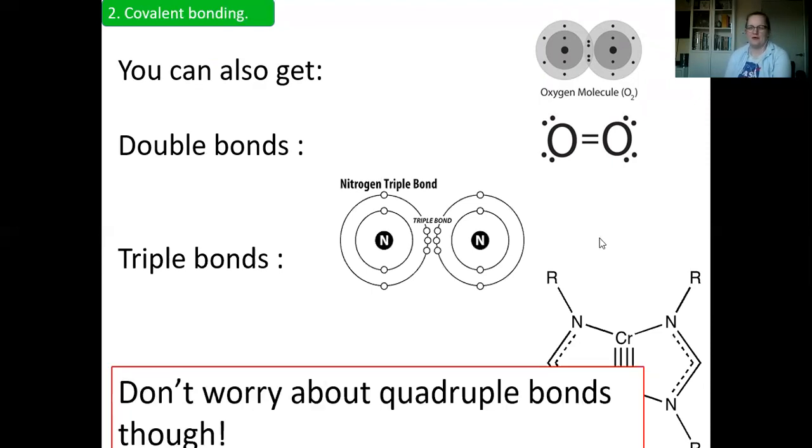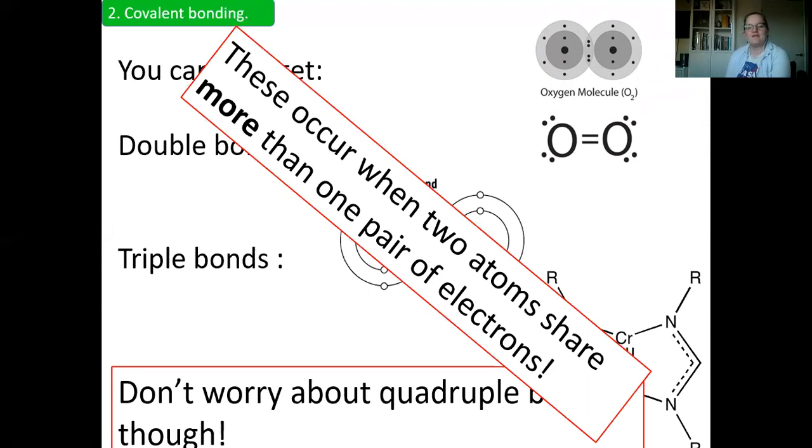We don't need to really worry about quadruple bonds. We don't really come across them at A level. So it's double and triple bonds that we need to really think about. These occur when two atoms share more than one pair of electrons.